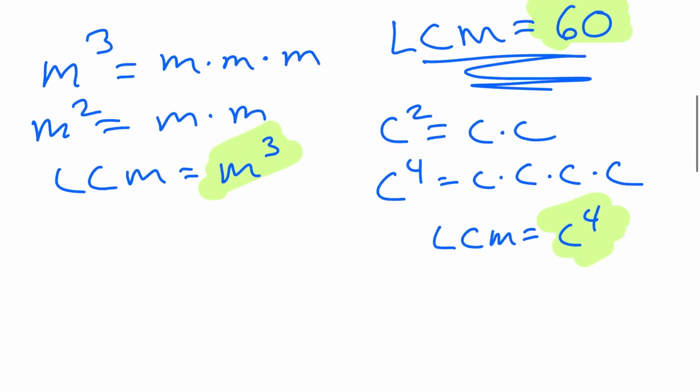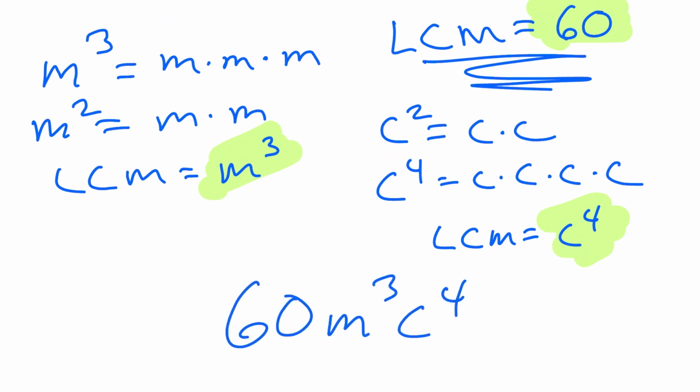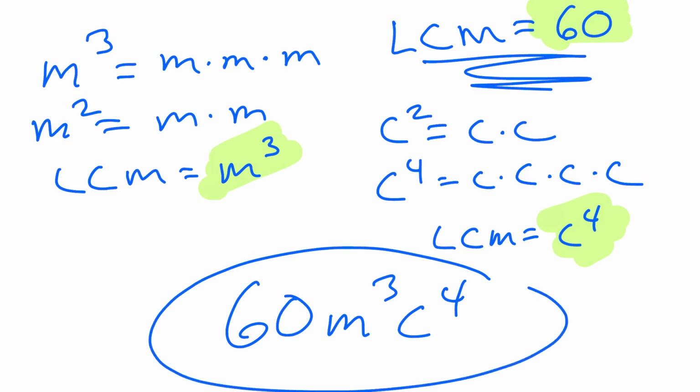Let me give you the shortcut. Hey, when you have variables, it's always going to be the variable with the highest exponent. That's going to be the least common multiple.